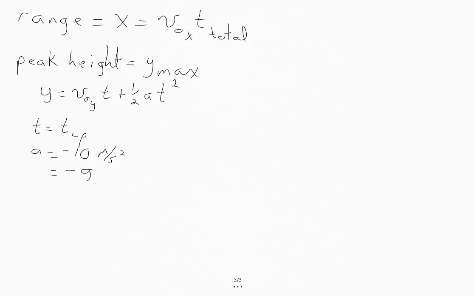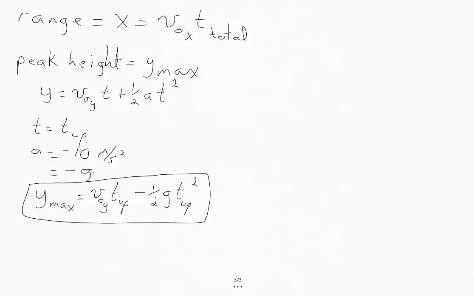So in this equation, when we put this in, we find that y max is equal to v naught y t up minus 1/2 times gravity times t up squared. That minus sign is crucial. Don't forget about it. Whenever we're trying to solve a projectile motion problem, we have to think about these things, but all of these things rely on the fact that motion in the x and y are independent.